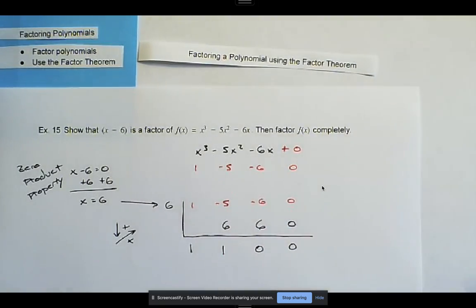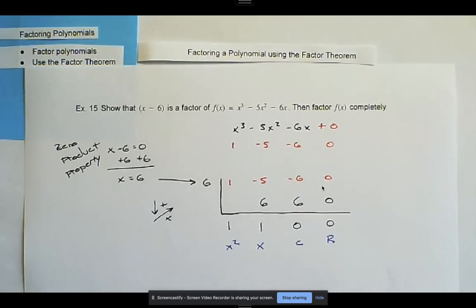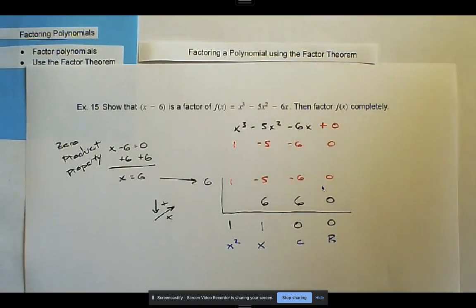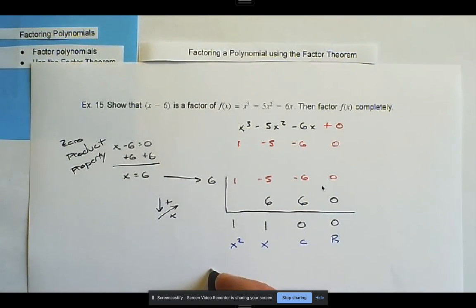And we know that our remainder is 0, so x minus 6 is a factor. Then we have our constant term. Then we have our linear term. Then we have our quadratic term. So now we can rewrite our polynomial in somewhat factored form because we know that x minus 6 is a factor.